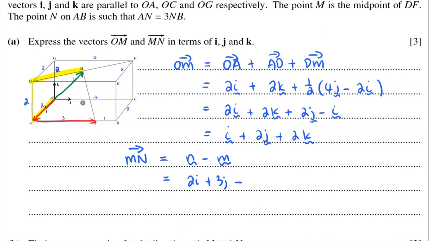plus 3j, and then we're going to subtract M, which is OM, from the origin to M, which is i plus 2j. And don't forget to put it in brackets, so we're subtracting every part of the vector. So what we have is the minus sign gets distributed to everything. We have 2i minus i, which just turns into 1i. We have 3j minus 2j, which becomes 1j, and we have negative 2k. Right, and we have our two vectors, OM and MN, in terms of i, j, and k.